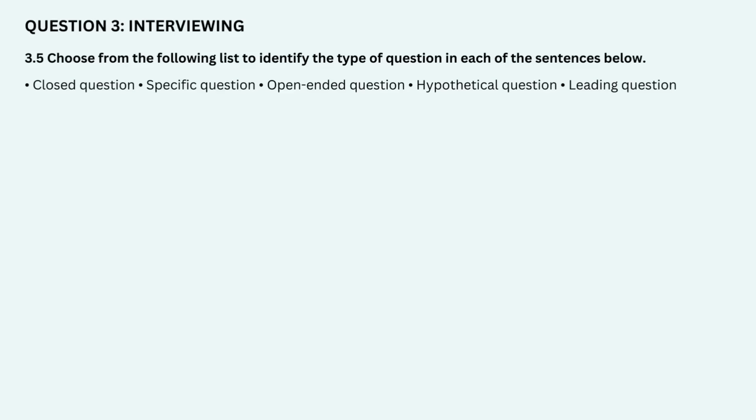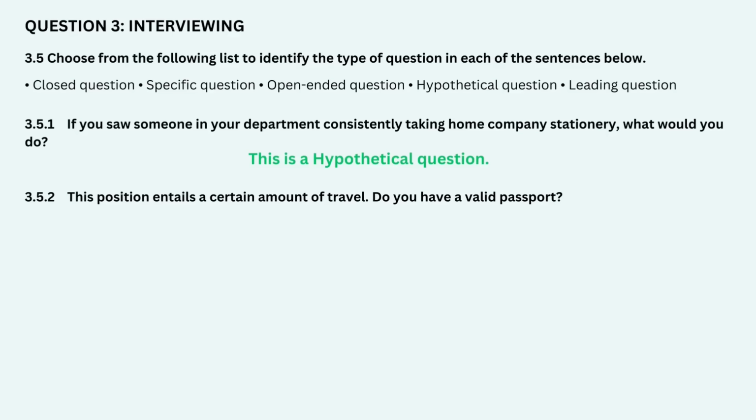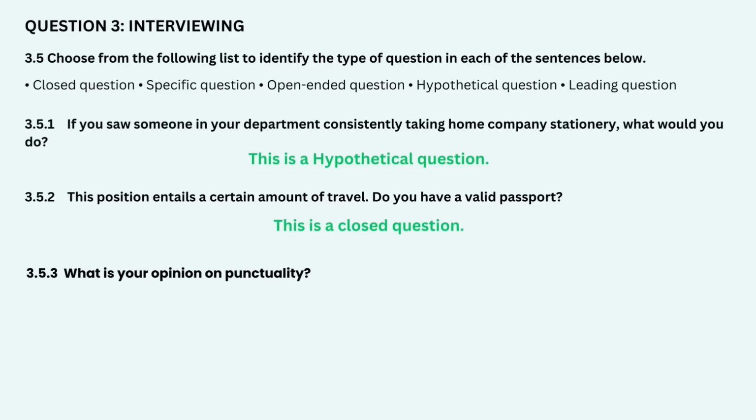Question. Choose from the following list to identify the type of question in each of the sentences below. 1. If you saw someone in your department consistently taking home company stationery, what would you do? This is a hypothetical question. 2. This position entails a certain amount of travel. Do you have a valid passport? This is a closed question. 3. What is your opinion on punctuality? This is an open-ended question.